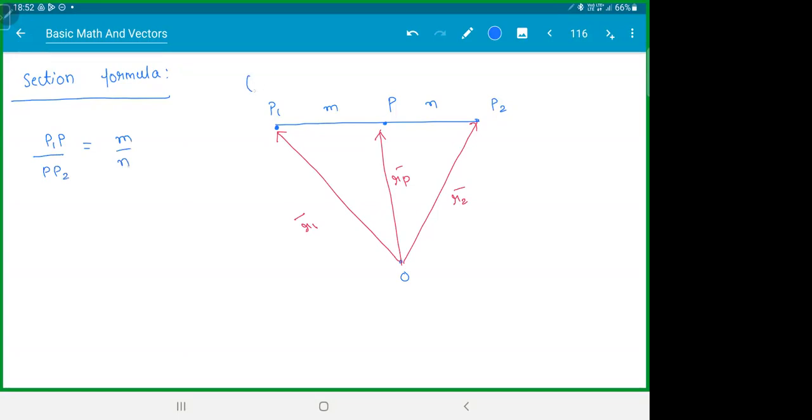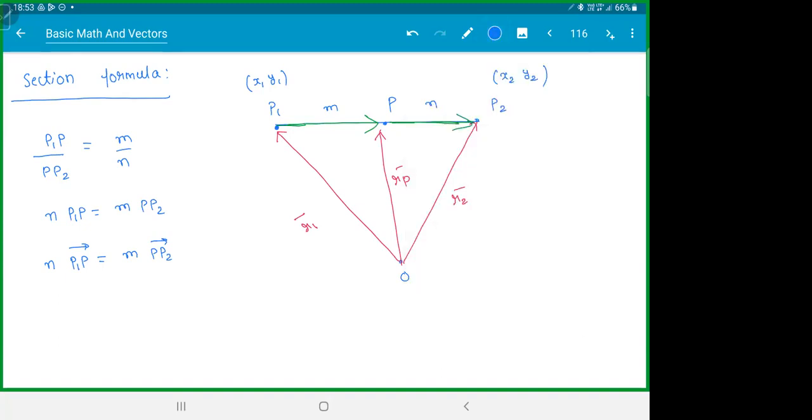You could have actually found these coordinates also, no? X1, Y1, X2, Y2. Got it? So from the section formula, what we get? N into P1P is equal to M into PP2. I can convert this into vector form. So N times P1P bar will be equal to M times PP2 bar. So what I'm doing is we are taking this vector and we are taking this vector.